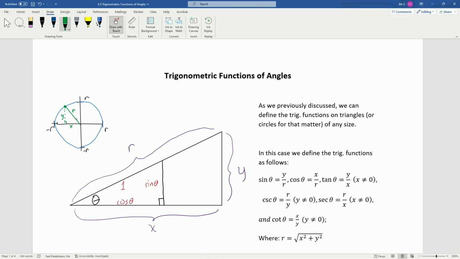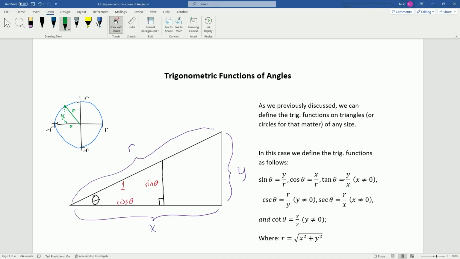So in this case, we can define the trigonometric functions on circles of any size by bringing back the r notation here. So we define the trigonometric functions as sine of theta equals y over r, cosine of theta equals x over r, and still tangent of theta will be y over x.